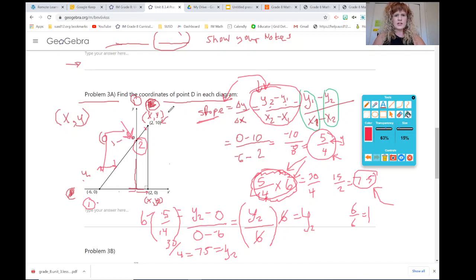So the question is, what are the coordinates of point D? Okay, look again. D is on the y-axis. So x equals 0. And we solved for the y value here. The y value is 7.5. 1, 2, 3, 4, 5, 6, 7.5.